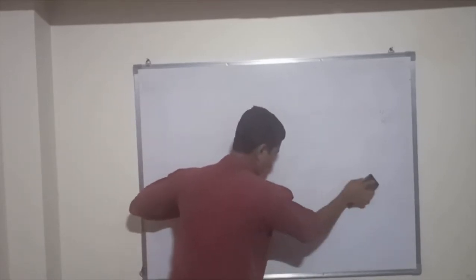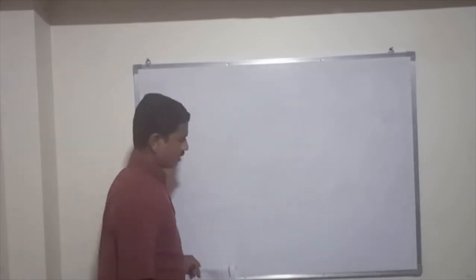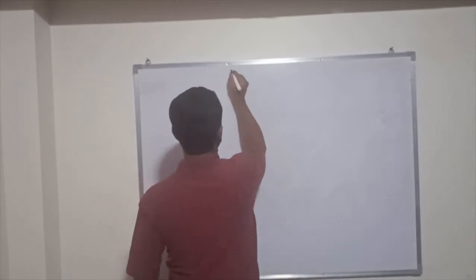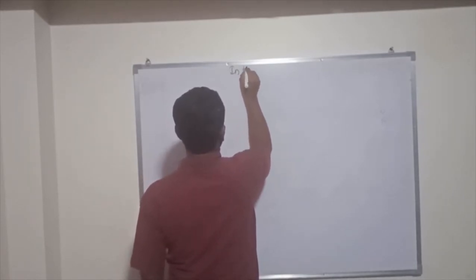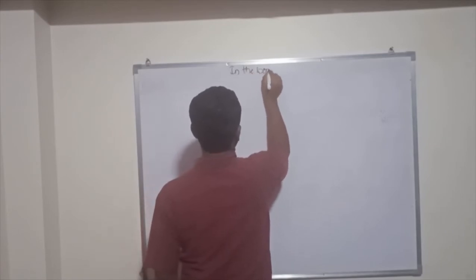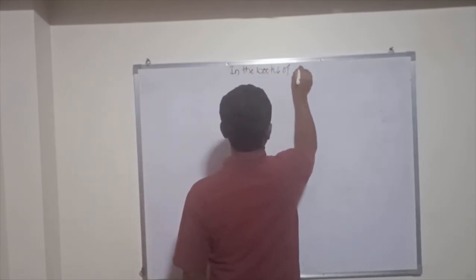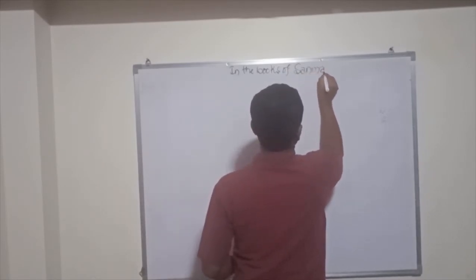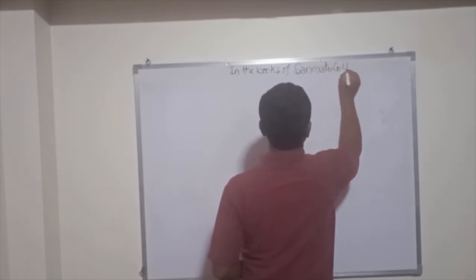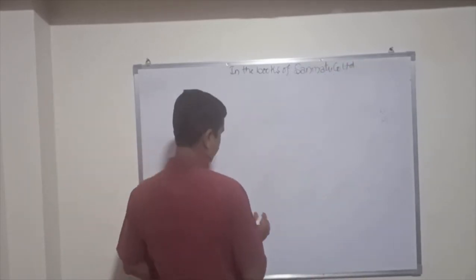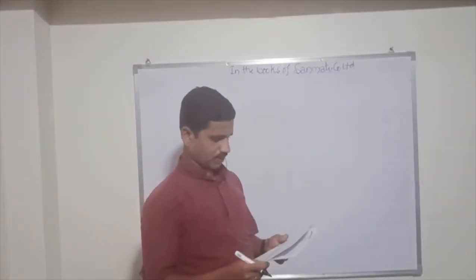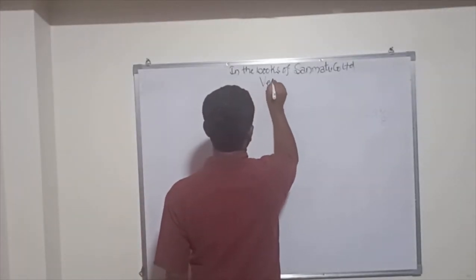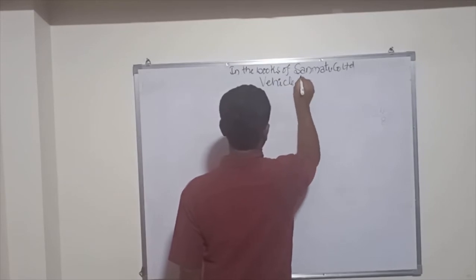So let us go for preparing the accounts here. In the books of Sanmati Company Limited. The asset we have not been given, simply we are given as a vehicle, that's all. So, vehicle account.